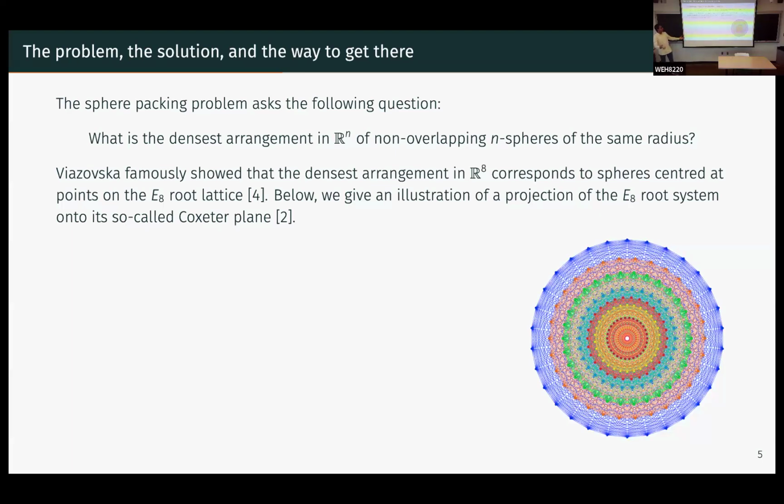Instead, what I will mention is that you can simply think of it as a set of vectors in R8. There is an E8 root basis, which is a special basis in R8. And you can just extend that to a lattice. You can take the Z span of it. That gives you a lattice.